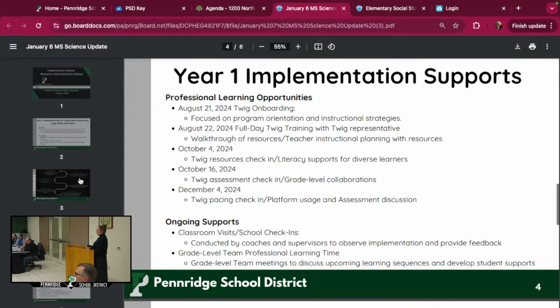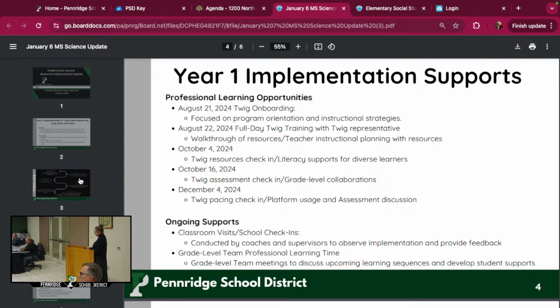So just another breakdown of the experiences that teachers have had for our professional development, which was our August 21st and August 22nd onboarding days. Then we've had our department meetings and professional support through our meetings as grade level teams. Ongoing supports that we expect to continue throughout the year are our classroom visits and school check-ins. These have been very valuable in gathering observation of students working with the materials, teachers welcoming us into their rooms to really show us what's happening with Twig, with the platform itself, and how students are reacting to these resources.